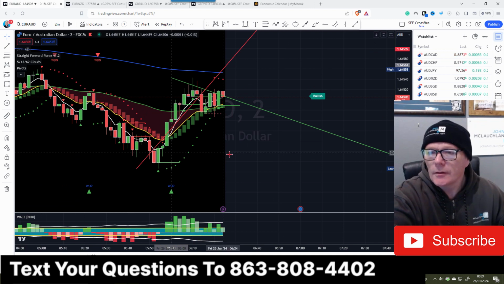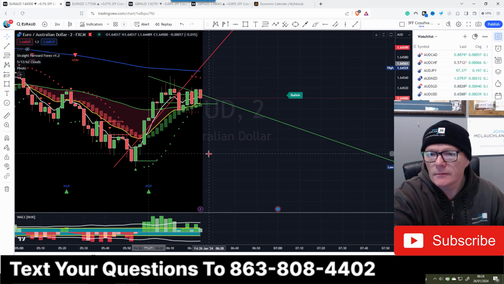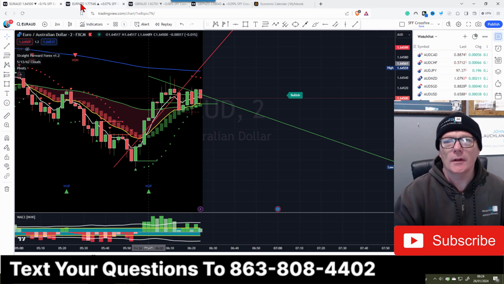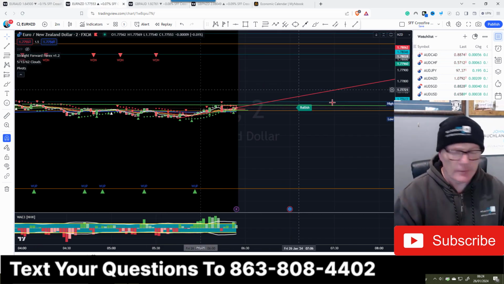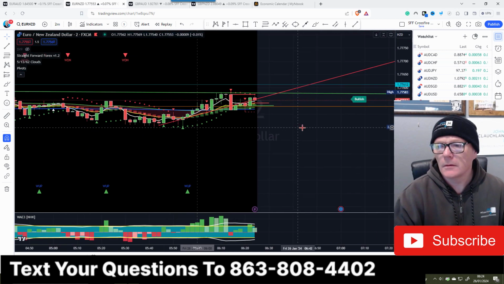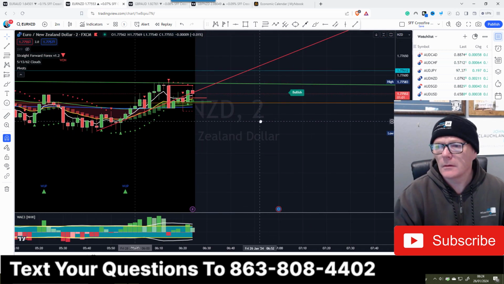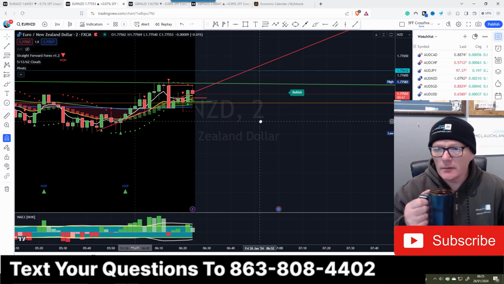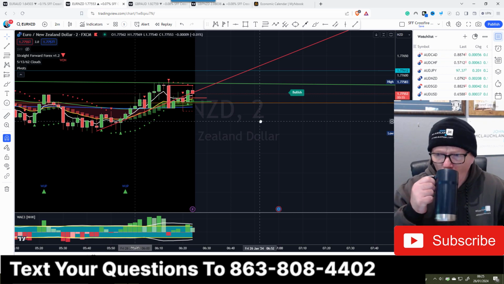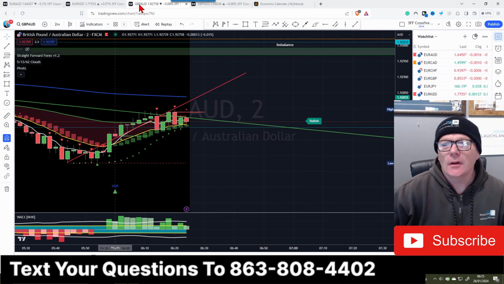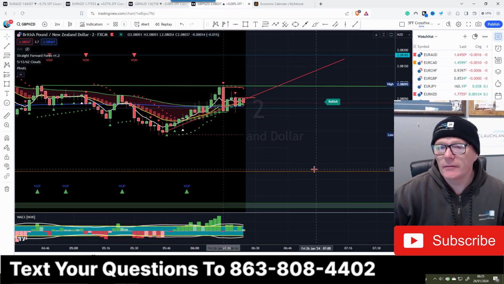So, Euro AUD, what have we got there? Nothing really, just waiting to do its thing. Euro NZD, still making its mind up on this red trend line. GBP AUD, same thing, and yeah, we're just waiting.